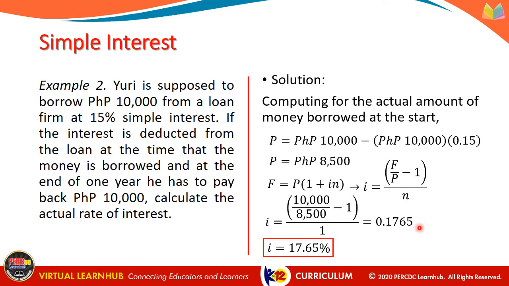17.65%. Now, you see that if the interest is deducted in the beginning or at the start, the actual rate of interest gets higher. For example, number 2, the actual rate of interest is 17.65%. Alright?